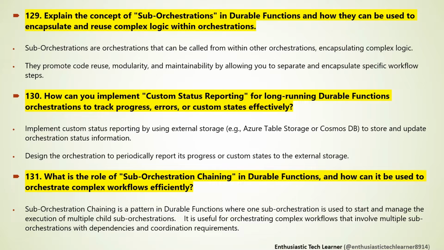What is the role of sub-orchestration chaining in durable functions, and how can it be used to orchestrate complex workflows efficiently? Suborchestration chaining is a pattern in durable functions where one suborchestration is used to start and manage the execution of multiple child suborchestrations. It is useful for orchestrating complex workflows that involve multiple suborchestrations with dependencies and coordination requirements.